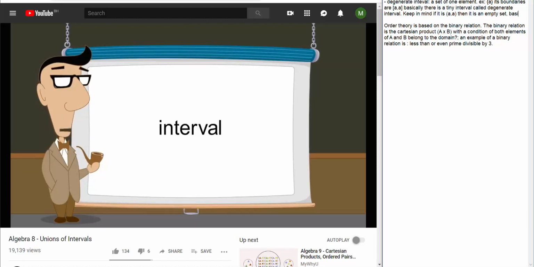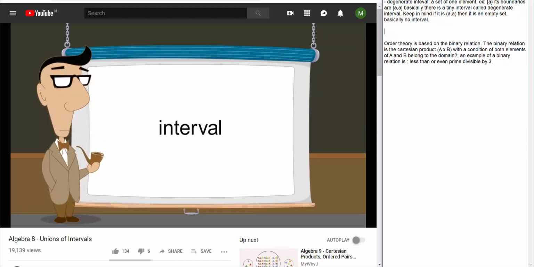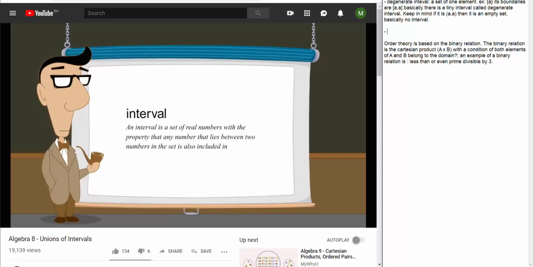Even though a continuous span is intuitively easy to understand, a mathematician might define the concept of an interval in the following way. An interval is a set of real numbers with the property that any number that lies between two numbers in the set is also included in the set.